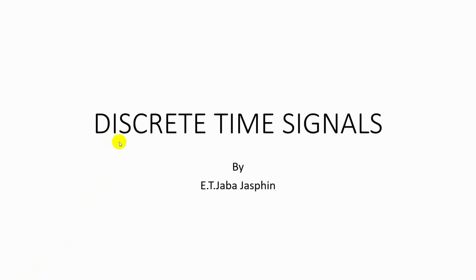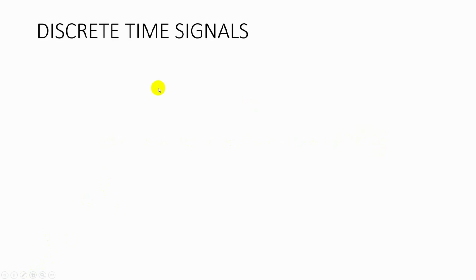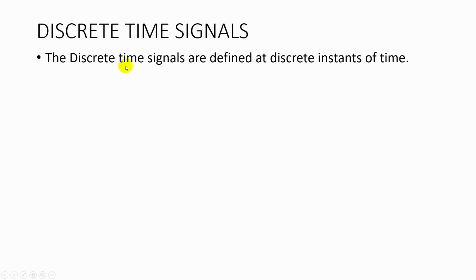In this video, we are going to discuss discrete time signals and classification of discrete time signals. We know that a signal is a physical quantity that varies with time, space, or any other independent variable. Some examples of discrete time signals are speech signal and ECG signal. Discrete time signals are defined at discrete instances of time.